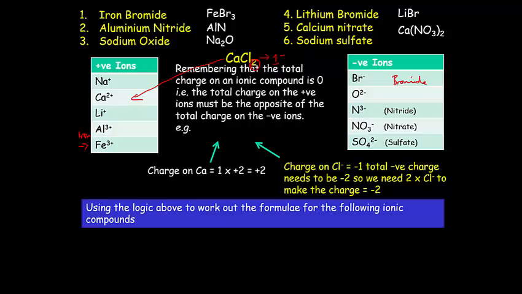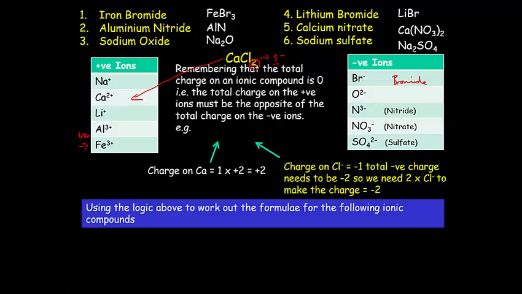Okay, if we move on to sodium sulfate, sodium is 1+, sulfate is 2-, so we're going to need 2 sodiums for every sulfate, so that's going to give us Na2SO4. And we don't need brackets around that because we've only got 1 lot of the SO4.